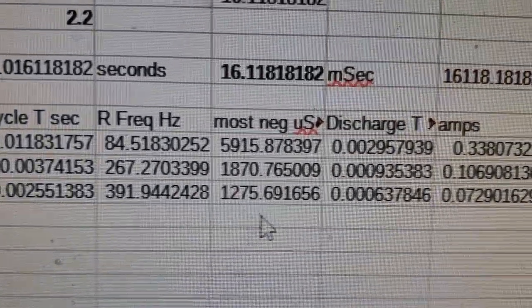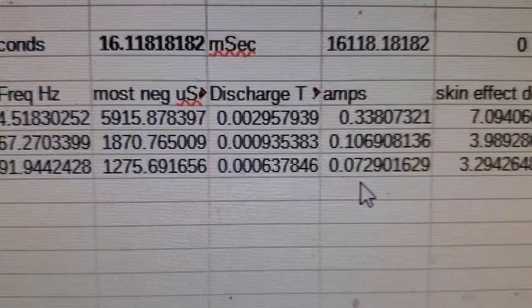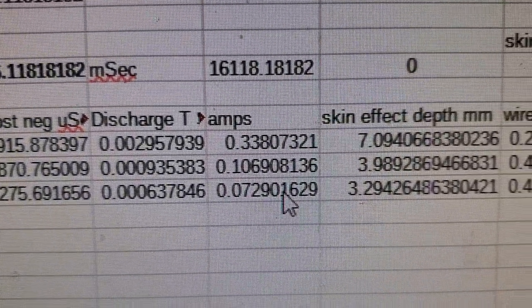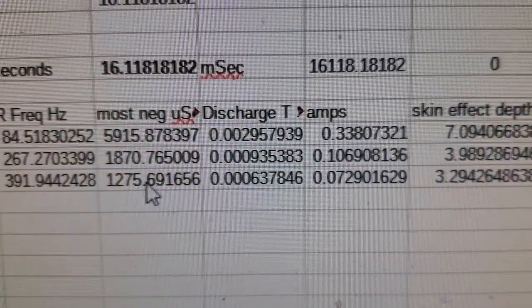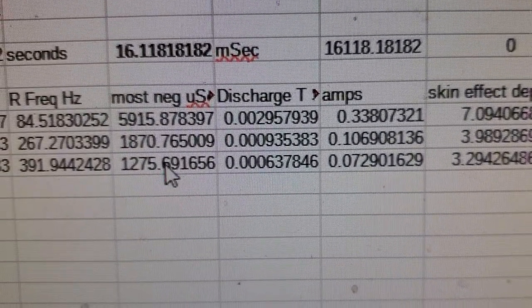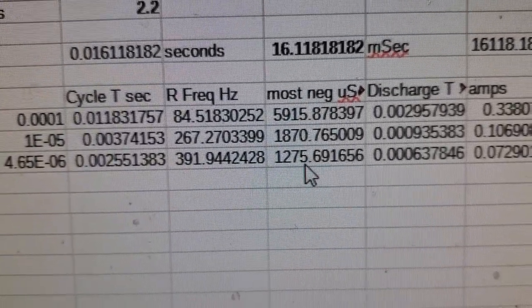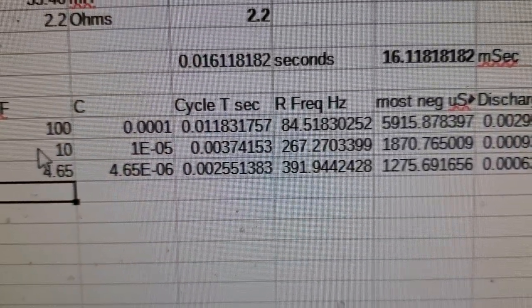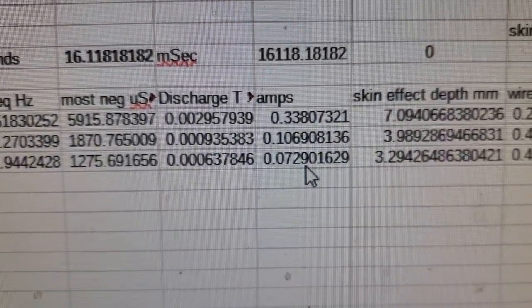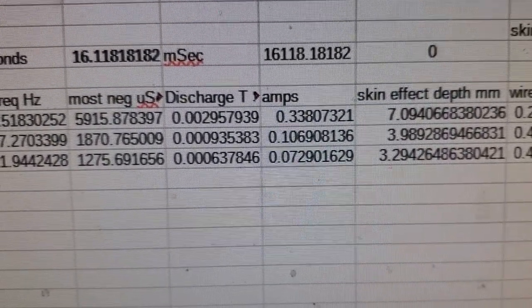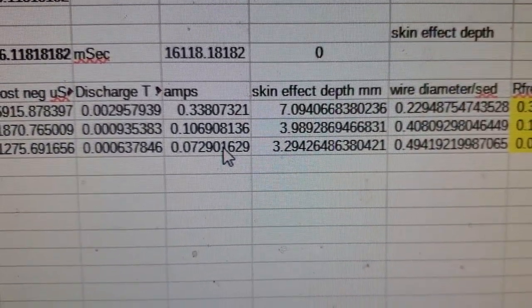And now we see that's the most negative time, 1275. And you can also see how the amp draw, even though you're going faster, is this much faster but less than half. So your amp draw is going down as you're going smaller with the caps, even though you're going faster. So that's our amp draw. Let's put in a 4.65.